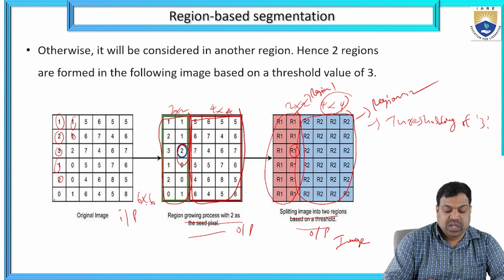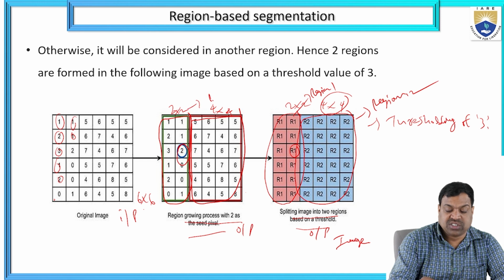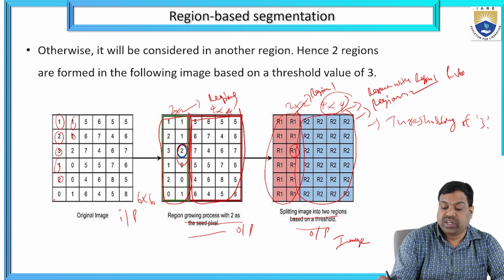Here I am taking the input values. Here I am taking the regions, converting them to region 1 and region 2.